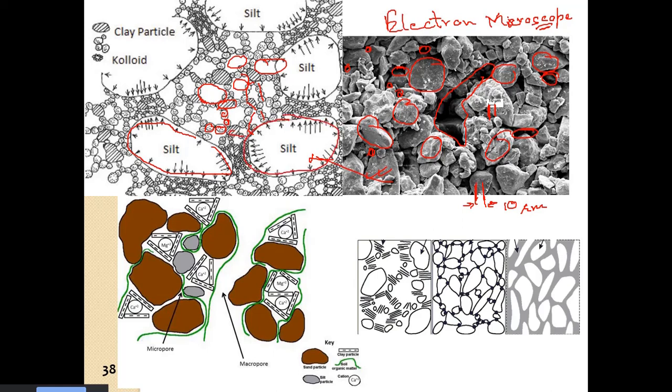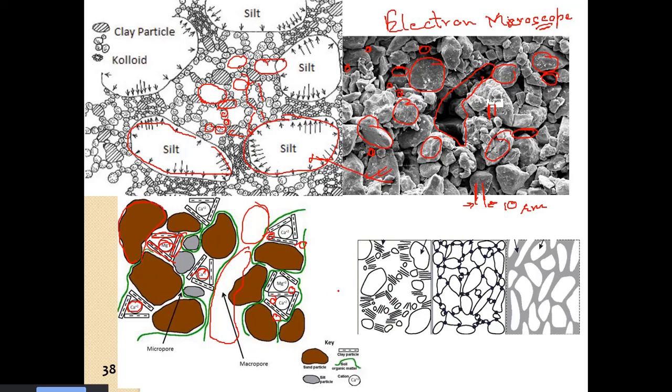So here, these are the clay particles. These are the cations, the metal ions, and we have the silt particles, and we have the huge macropores. Then we have the minor, small micropores. So this is the soil structure.